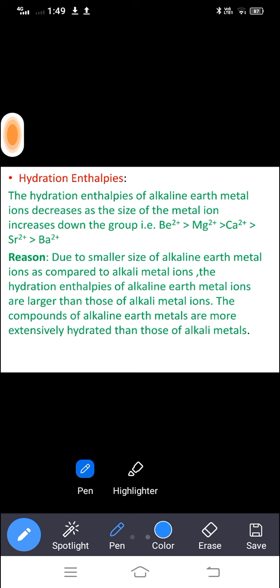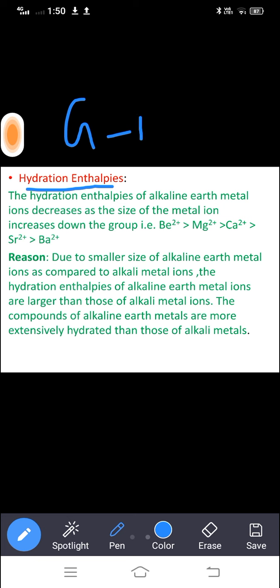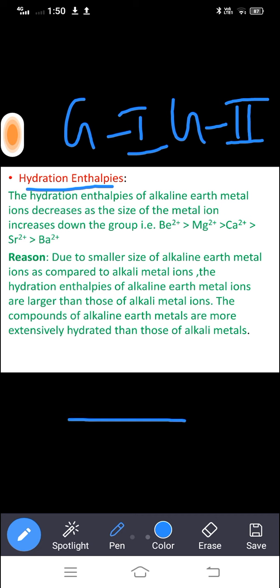Hydration enthalpy. What will happen to the hydration enthalpy? The same concept we discussed in the alkali metals will be applied here also. And one more concept we want to know. When I compare the group 1 element and group 2 element, which will be smaller in size? We discussed that in the starting slide itself. When you move from left to right, the size decreases. So compared to group 1, group 2 will be smaller.